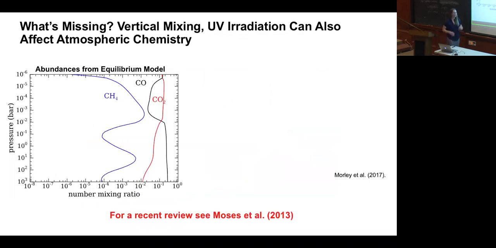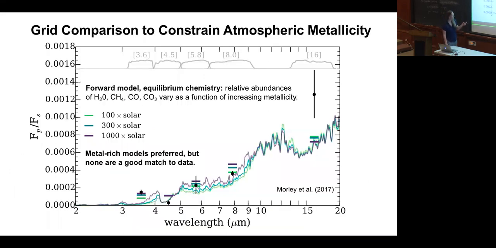Okay, so what are some things that I might have neglected in this very simple model? And I should mention that Carolyn Morley is the one who ran all these models, and these are all described in a paper that she wrote in 2017. So one thing that I might have neglected is I might have gotten the chemistry wrong. So probably what's going on here is my data don't quite match my models because I have the wrong amounts of some of the molecules. So maybe I have too much methane, not enough water. You can imagine fiddling with those and changing the shape of the spectrum in different band passes.